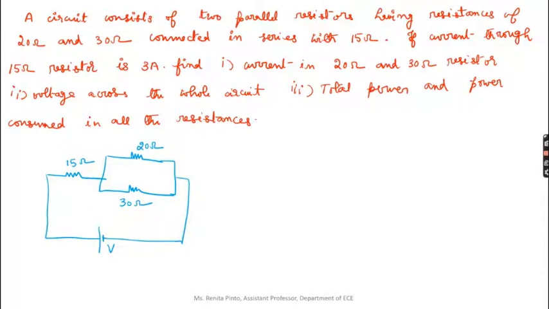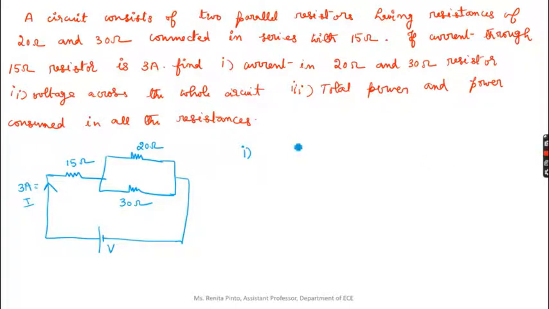Let me take this as B. They have told you the current through the 15 ohm resistor is 3 amps. So you can say this is the main current, I is equal to 3 amps. Now first you have to find out the current in the 20 ohm and 30 ohm resistors. So how can I find this out? You can use your current divider rule.